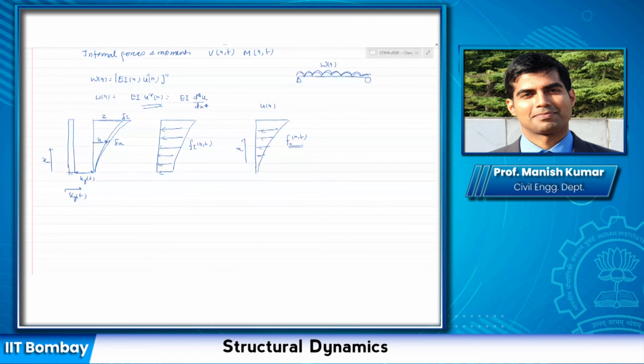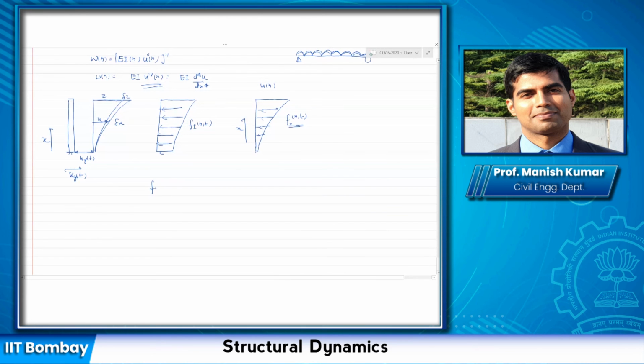So Fs(x) is nothing but EI(x) times the double differential of u''(x). This would be the equivalent static force that I need to apply. Of course, this is not the equation that I would be using. I'm going to simplify it further and write it in a form that is amenable for analysis.